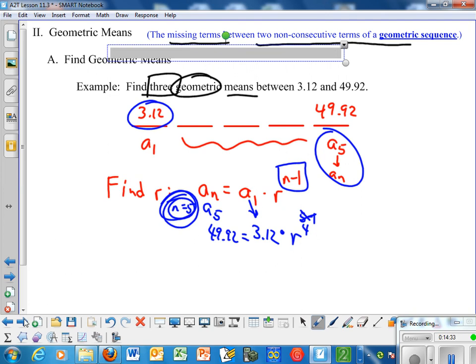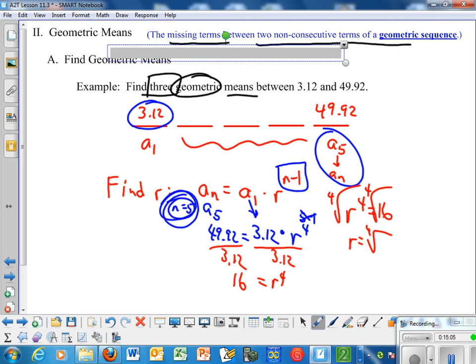Solve for R. So I got to get rid of multiplying R to the 4th by 3.12. So I divide by 3.12. So R to the 4th is equal to 16. And this is key. So if I have R to the 4th is equal to 16, that's what I'm left with. Now I have to do the 4th root of both sides. So r will equal, if I do the fourth root on both sides, because it's r to the fourth power, the fourth root of 16.